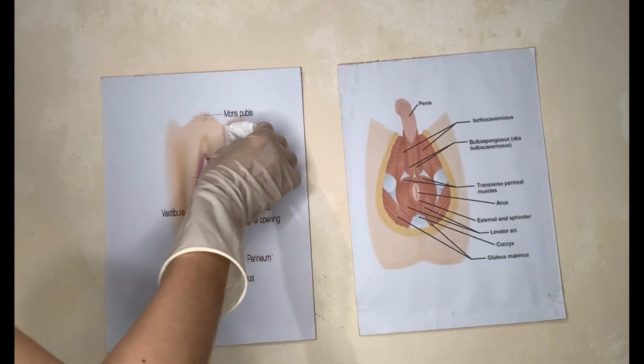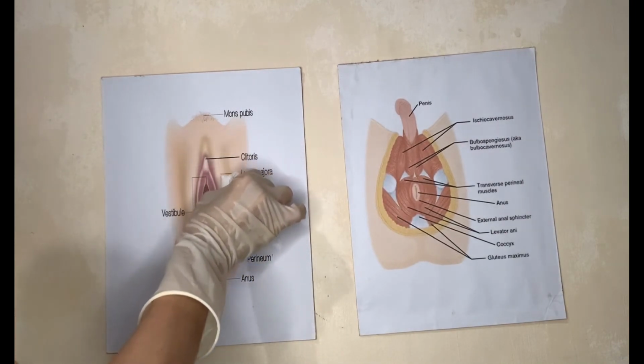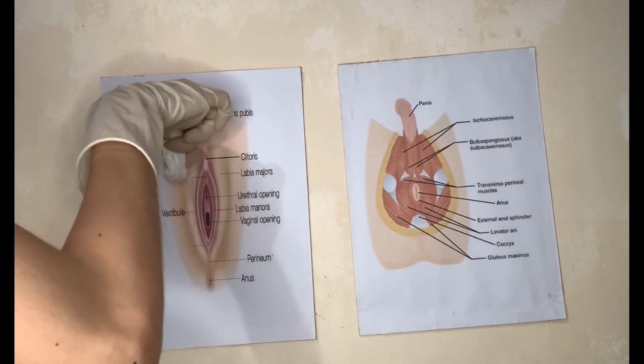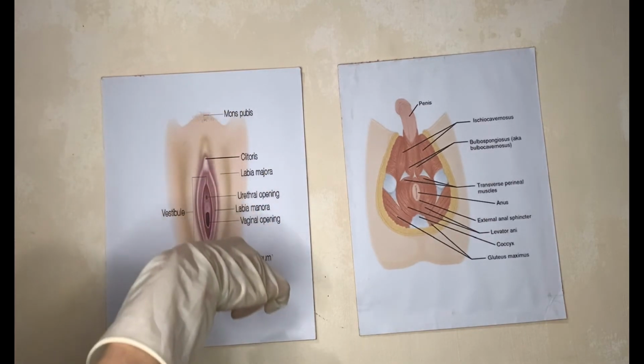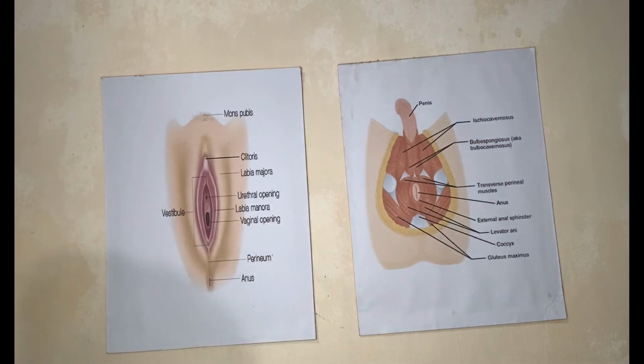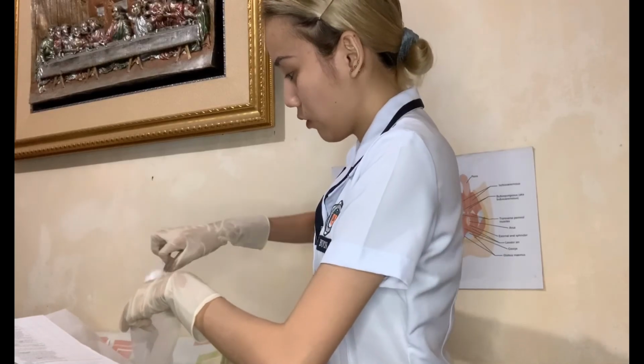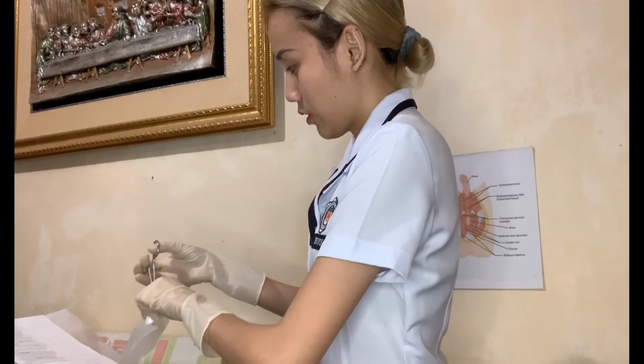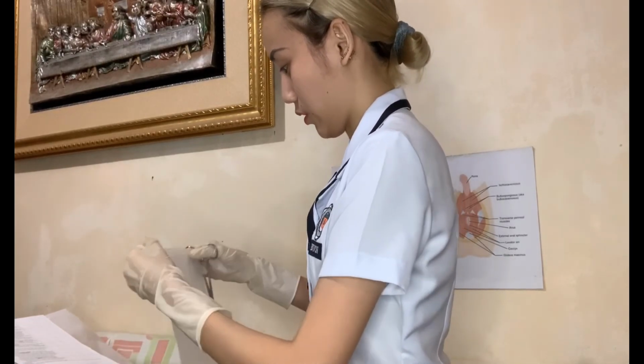So now we will wipe any remaining antiseptic or lubricant from the perineal area. Replace the foreskin if it was retracted earlier for male clients. Now return the client to a comfortable position and instruct the client on positioning and moving with the catheter in place. So now we will discard all used items in appropriate receptacles.